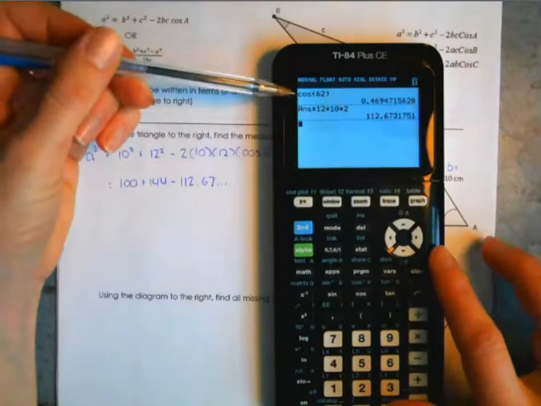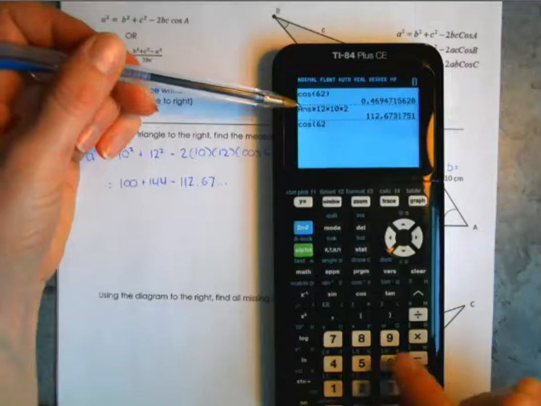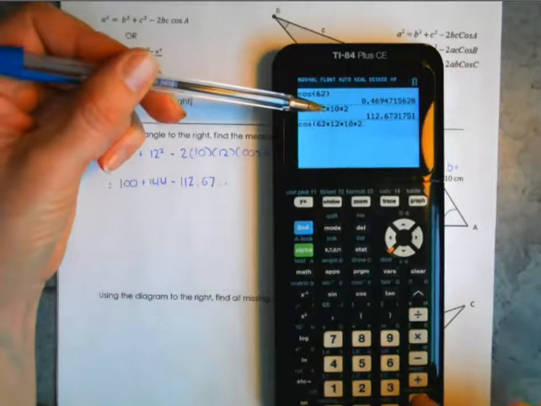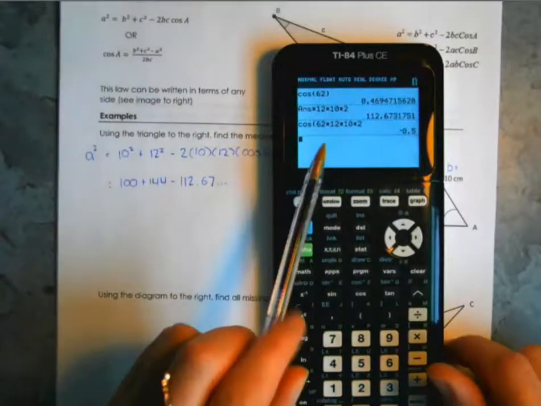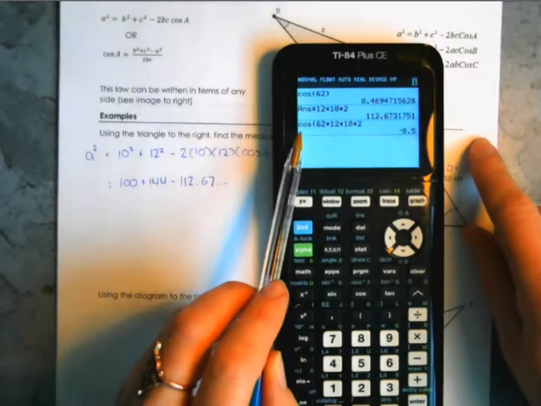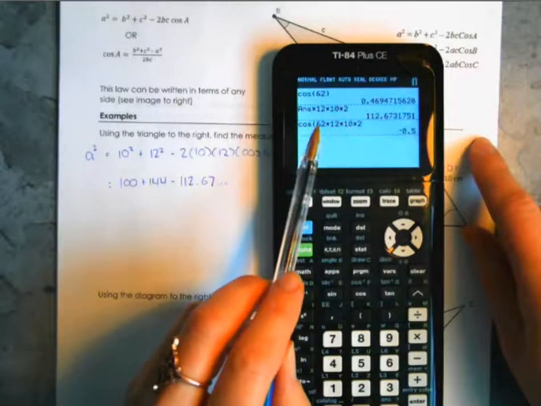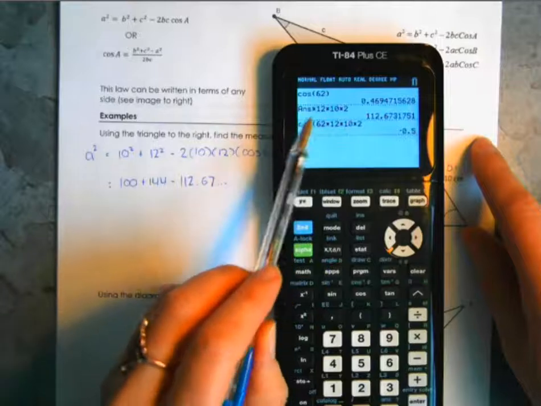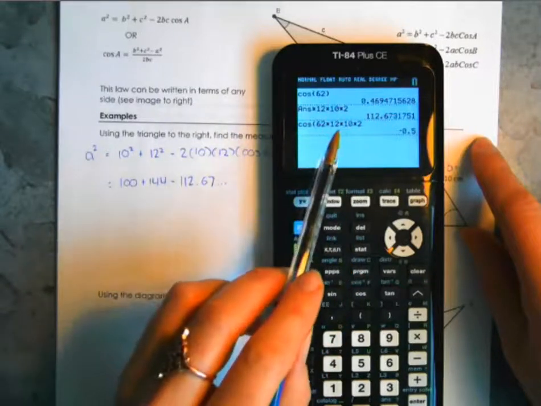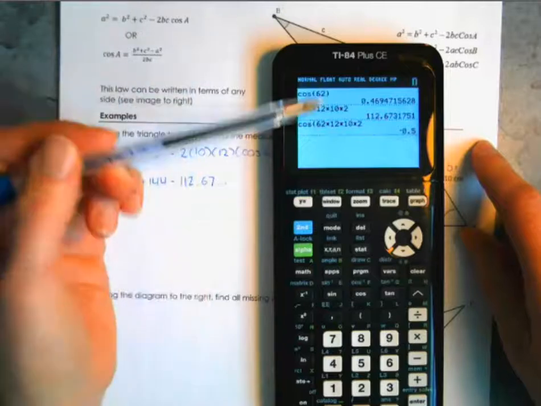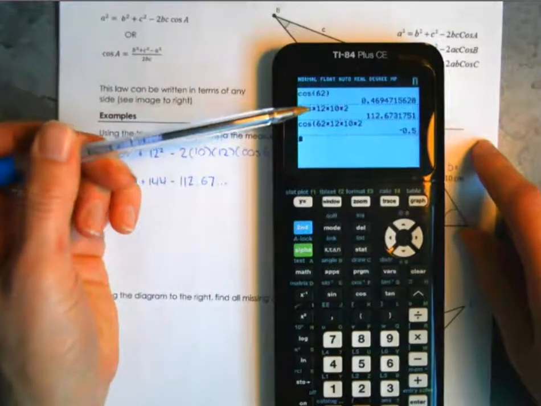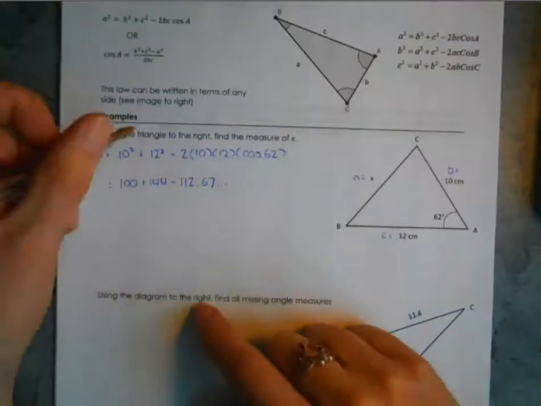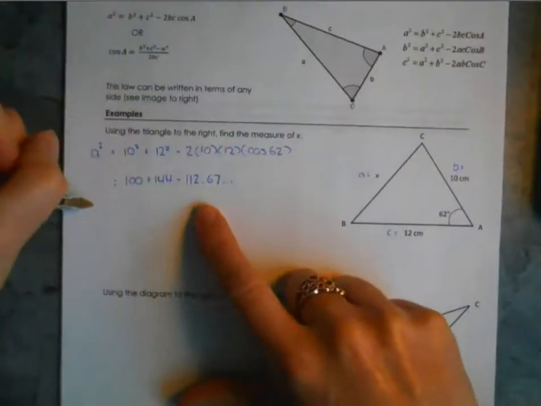So I'll just show you what I meant of how you would get the wrong number. If you do cosine 62 times 12 times 10 times 2, you get negative a half. And the reason for that is if you haven't closed this bracket, then the calculator thinks you're asking what is cosine of 62 times 12 times 10 times 2, and that's not what you're looking for. You're looking for cosine of 62, which gives you a decimal, times 12 times 10 times 2. So just make sure when you multiply through, you close the bracket on the angle there.